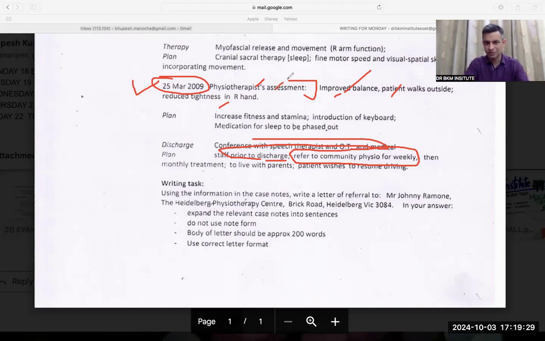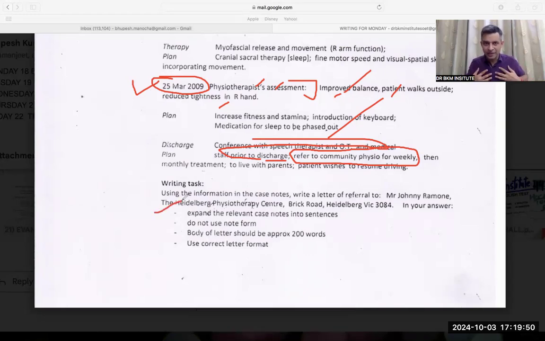So, physiotherapy is good, and now we have to refer the patient to community physio. Community physio means, this is what I want to teach you by the first line, that when you are going to Heidelberg, that means the patient also lives in Heidelberg. If I live in Edgbaston, then I will go to Edgbaston Physiotherapy Center. So that is why it is known as community physio. It is a community center, Heidelberg Physiotherapy Center.